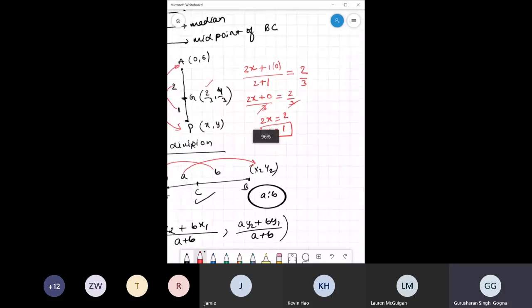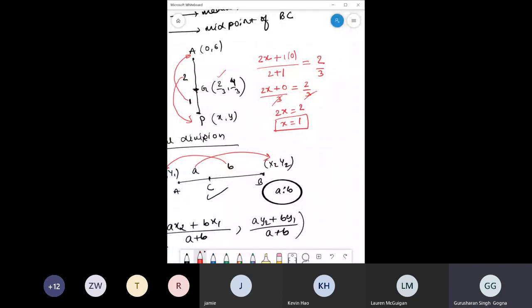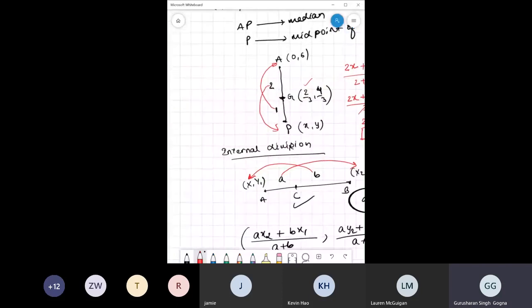Now I want to get the y coordinate. So you have to use the formula in the same fashion. Okay. So this time I'm interested in y coordinates. So what I do, 2 multiplied by y, opposite y coordinate, plus 1 multiplied by opposite y coordinate on the other side, which is 6. Okay, over 2 plus 1, and this should be equal to the y coordinate of point G, which is 4 over 3. So let us simplify this.